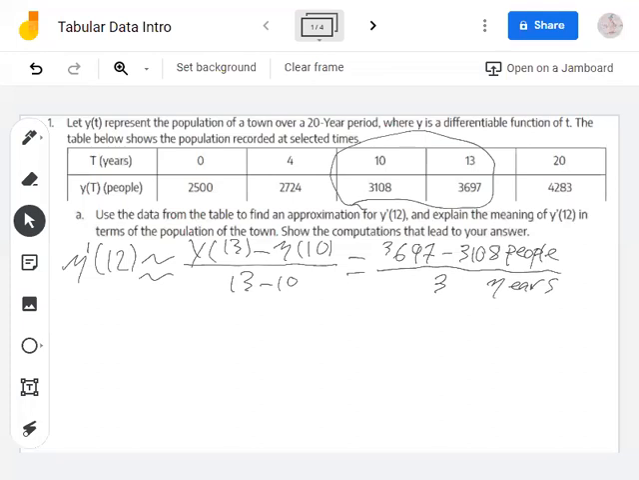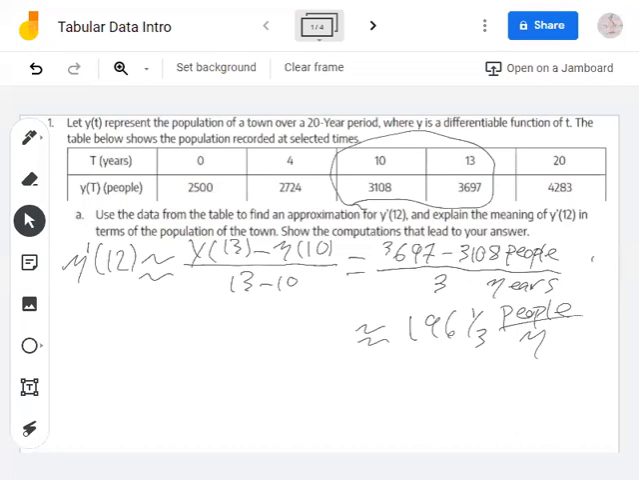196 and 1/3. Except I don't know if I typed in the first number right. No, that's right. That's fine. So, people per year. So let's see if we've answered the full question. We came up with an approximation for y prime of 12. We haven't explained the meaning of y prime of 12 yet in terms of the population of the town. We showed the computation. So we've done 2 of the 3 things. We've done the approximation, we've shown the computations, but now we need to explain the meaning.